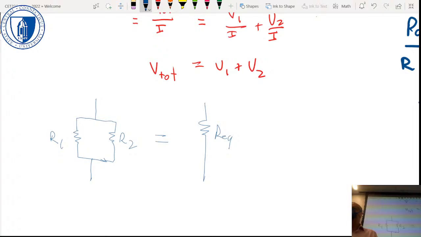Now remember what we did with the series devices. With the series devices, we figured out that R1 had the same current flowing through it as R2. What's the same here?